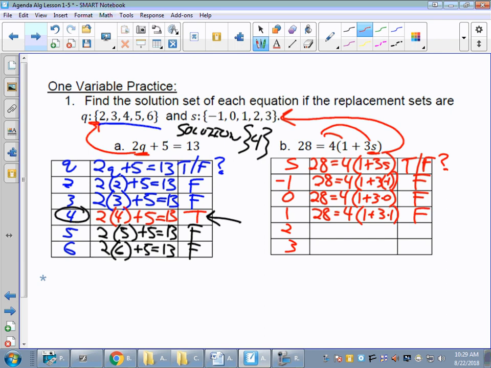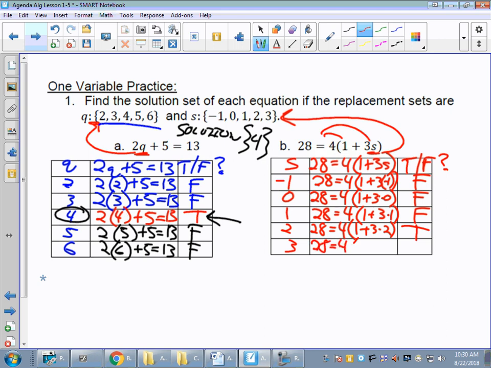All right. How about 2? 28. And I know this takes some time. Just bear with me and do it. Not the most exciting stuff. 4 times (1 plus 3 times 2) this time. So now we have 3 times 2 is 6, plus 1 is 7. 7 times 4 is 28. Hey, that's our answer. That's what we're looking for. That's a true statement.